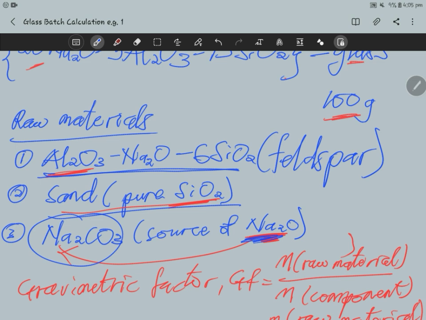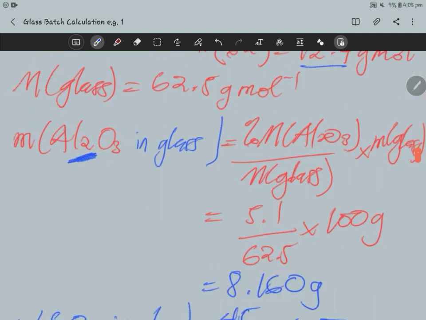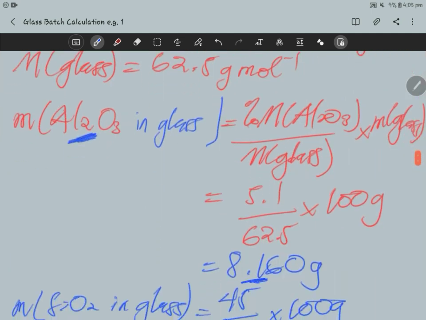So now we know the mass of Al2O3, SiO2, and Na2 that will be in the glass if we end up doing everything, right? So we have to check the amount of this. We need Al2O3, and the Al2O3 is only coming from this feldspar. So we have to check the mass of the feldspar that we need. That will give us this mass of Al2O3 or alumina in the glass to give us this. So that's where the gravimetric factor comes in, right?